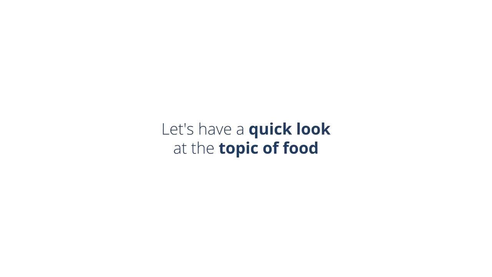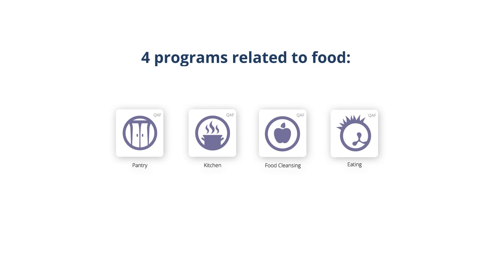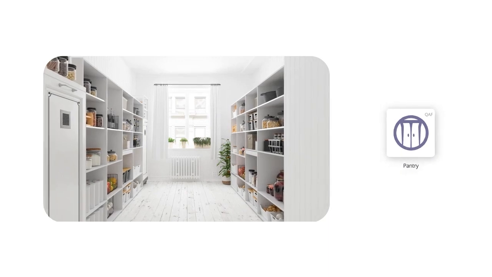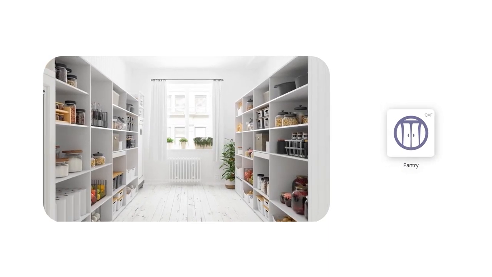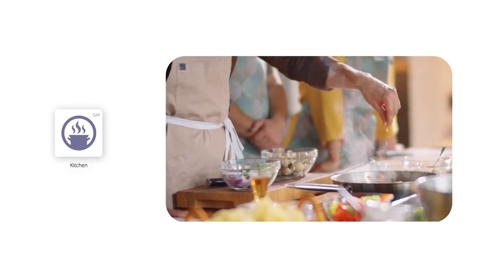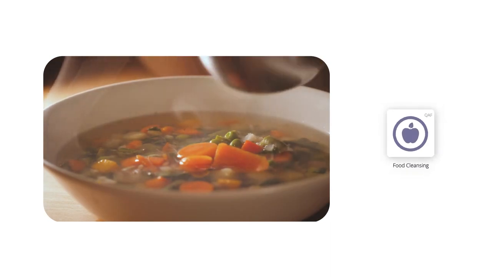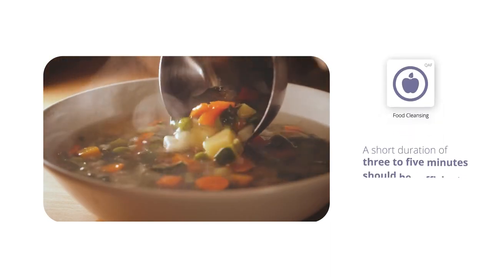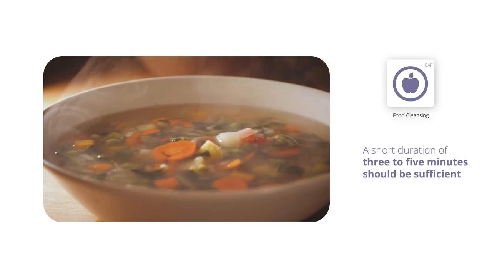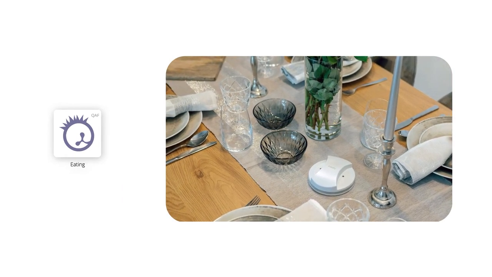Let's have a quick look at the topic of food. In the Atmosphere application, there are 4 programs related to food, namely pantry, kitchen, food cleansing, and eating. Even the storage of food depends on the quality of the room energy in the pantry. Therefore, it makes sense to run this program in the pantry about 2 to 3 times a week. When cooking, you can apply the kitchen program to energetically support the preparation of the food. The prepared food can then be informed with the program Food Cleansing. A short duration of 3 to 5 minutes should be sufficient so that the food does not cool off in the process. On the dining table, MagHealy can then be used with the eating program.